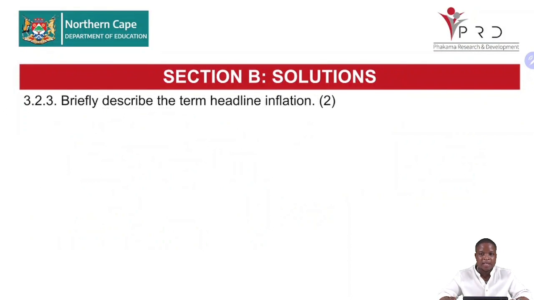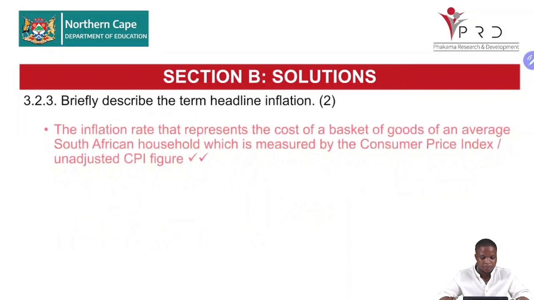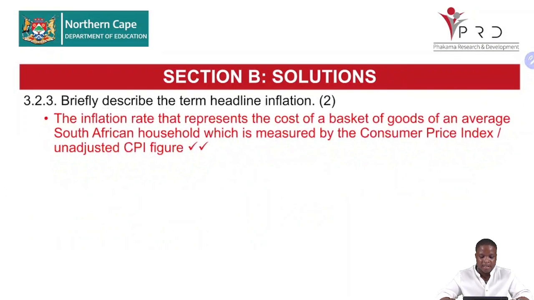Briefly describe the term headline inflation. The inflation rate that represents the cost of a basket of goods of an average South African household, which is measured by the CPI. This is also known as the unadjusted CPI figure. So headline inflation is your unadjusted CPI figure. It measures the cost of a basket for consumers.